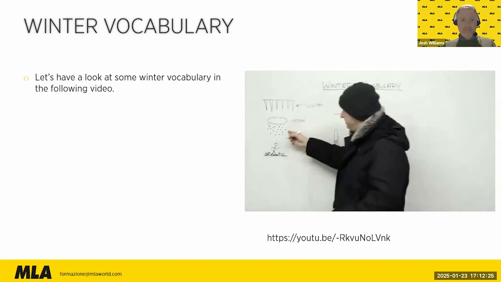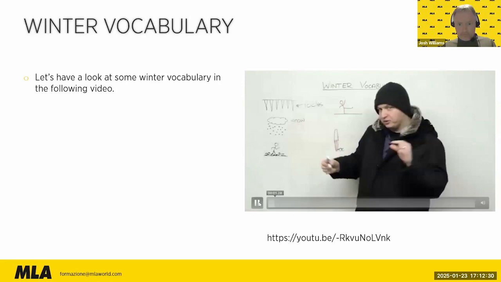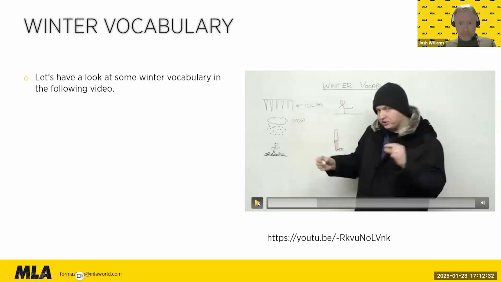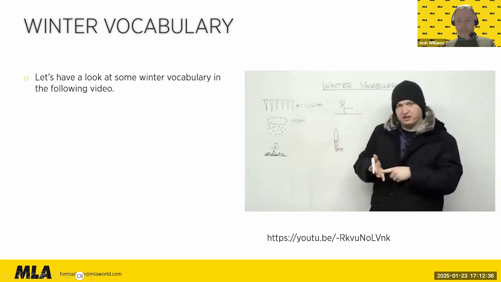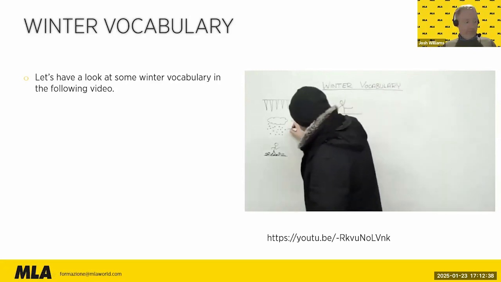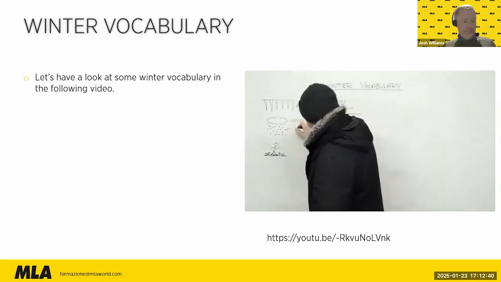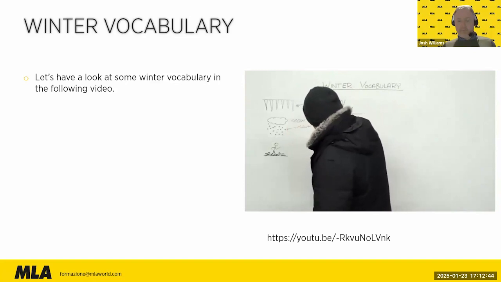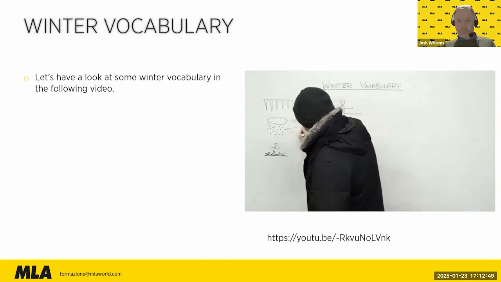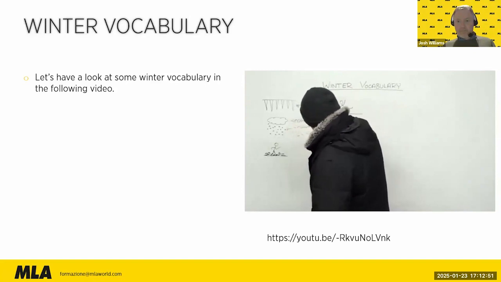Now, a single piece of snow, right? Each little piece of snow we call a snowflake. So one piece of snow, if you can call it a piece of snow, is a snowflake. Okay, so in the winter, it snows a lot.